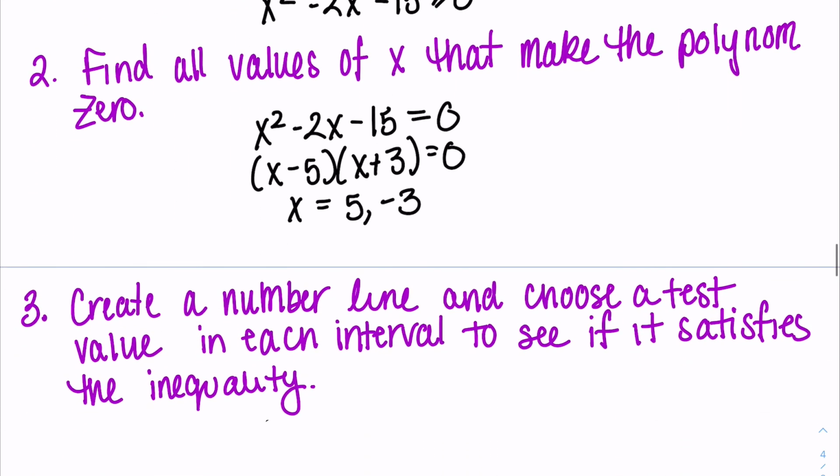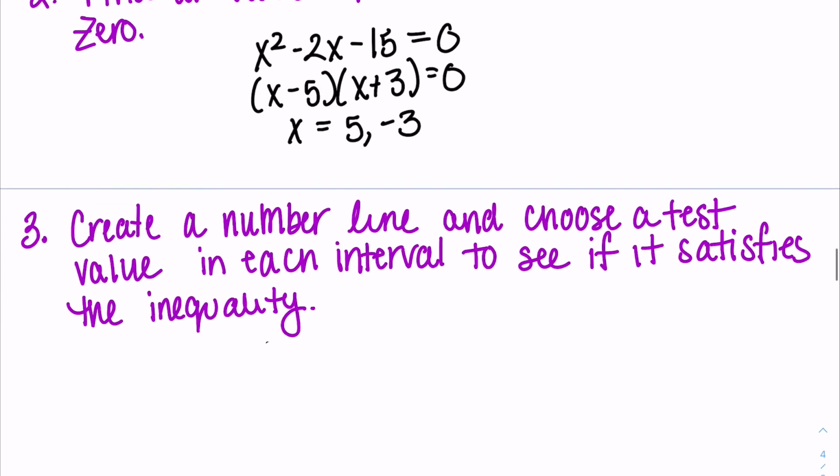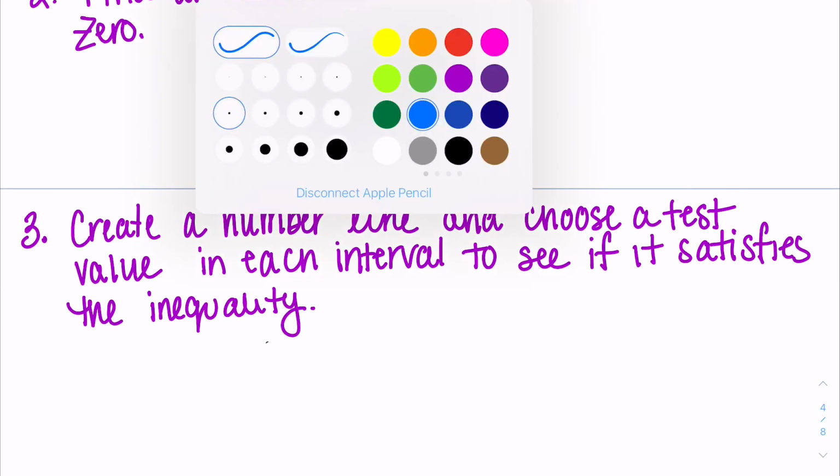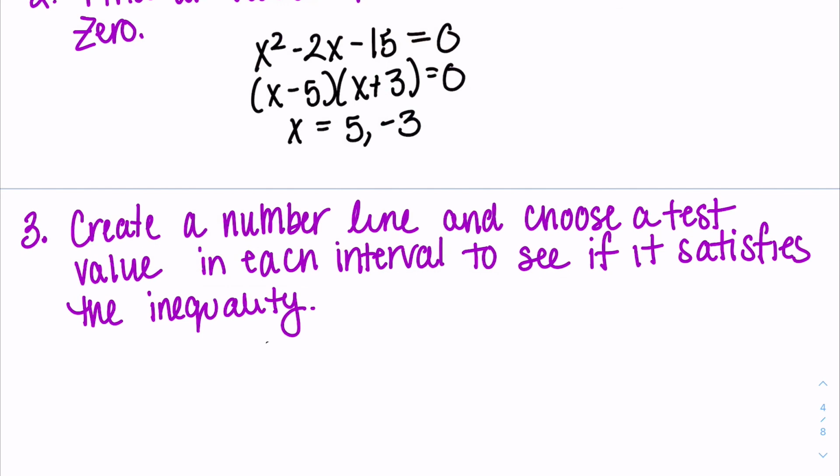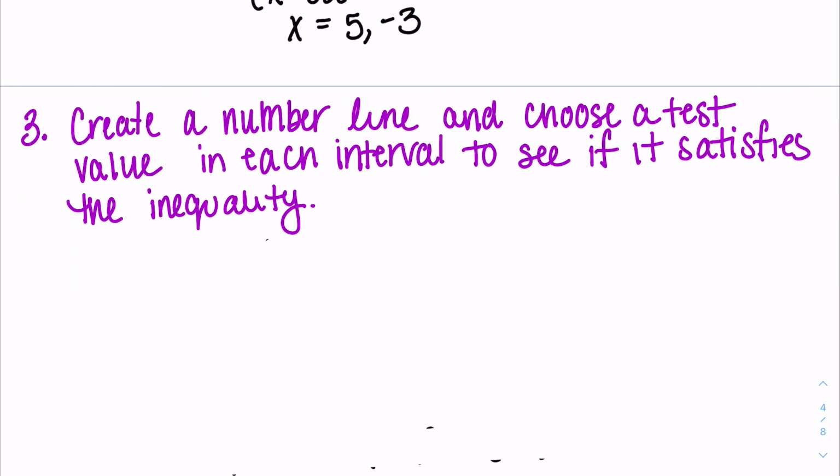Now I'm going to create a number line using these 2 points as our key points. And then we're going to go ahead and test to see if that specific interval is going to work. So I've got 2 important points. One of them is -3. One of them is going to be 5. I'm going to go ahead and label these as interval 1, 2, and 3.